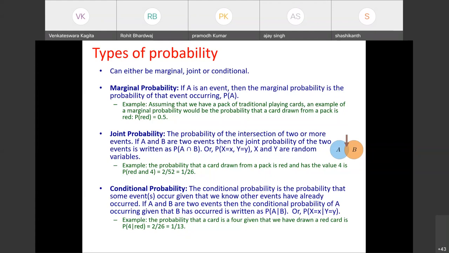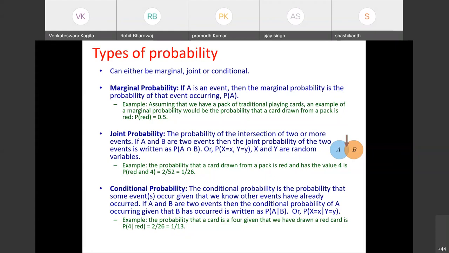Joint probability is the probability of the intersection of two or more events. Suppose A and B are two events, then the joint probability of the two events is the probability of A intersection B. Or if X and Y are two random variables, what is the probability that X takes a certain value x and Y takes a certain value y? This is how we express the joint probability.